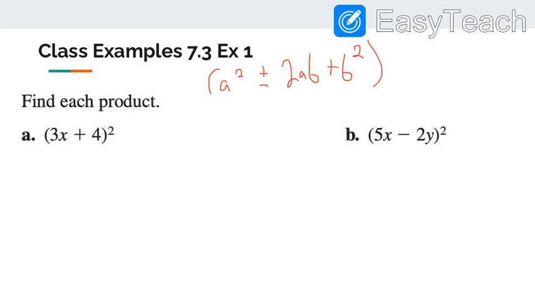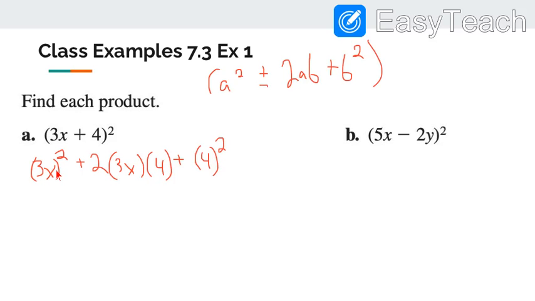So in this one here, I would rewrite this as 3x squared plus 2 times 3x times 4 plus 4 squared.